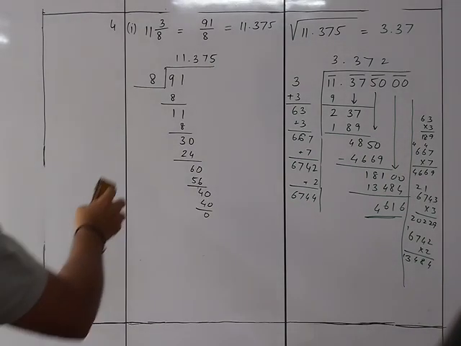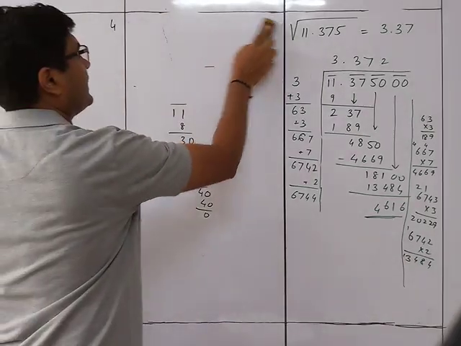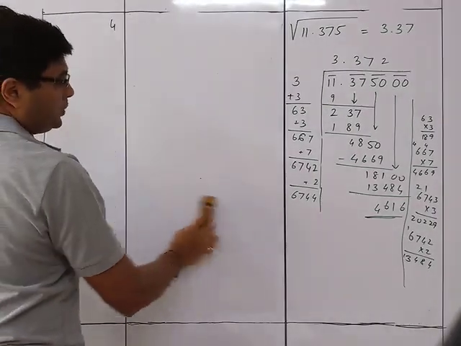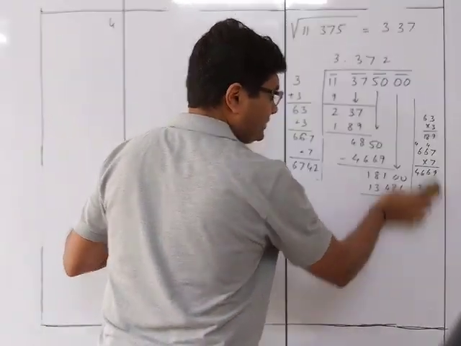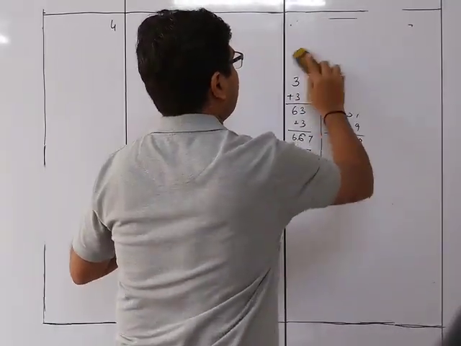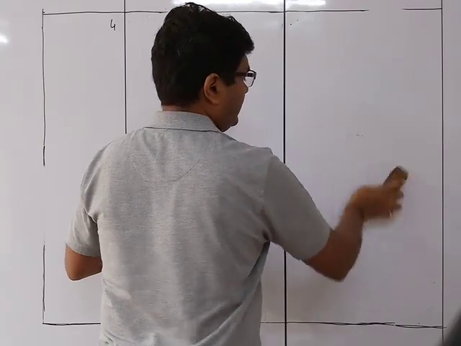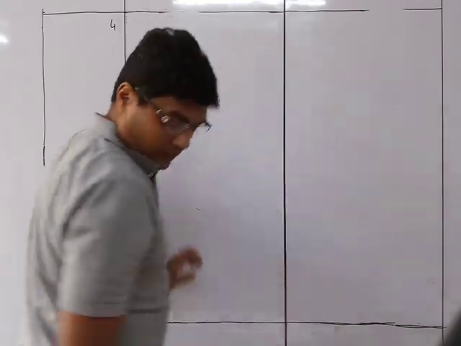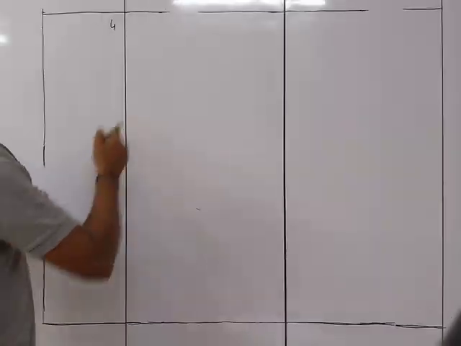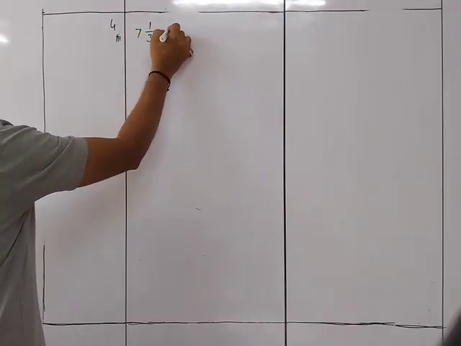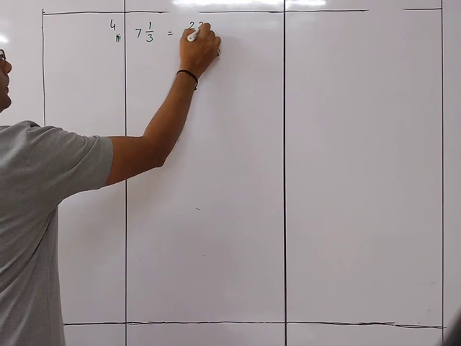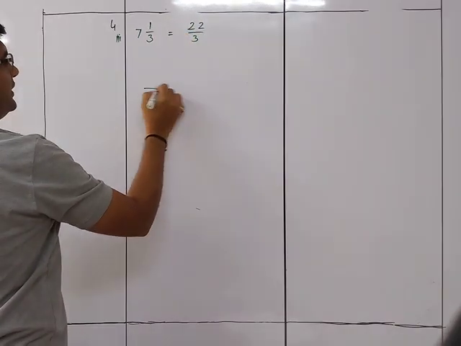Now we'll see the question number 3 of the same. That is, the question is given as 7 1 upon 3. Okay, that is 7 1 upon 3. So the third sum, that is 7 1 upon 3, which is nothing but 22 upon 3. So we are going to divide it.